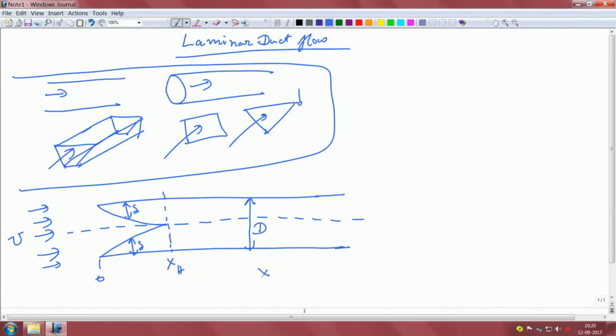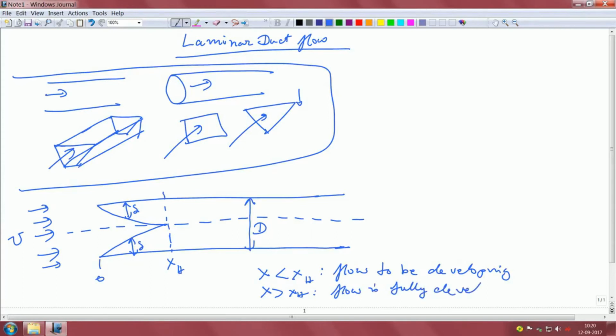Okay. So, when x is less than xh, we call this flow developing, and when x is greater than xh, we call the flow fully developed. So, we call the flow developing or fully developed depending on the value of xh. Before xh let us see what happens, and after xh let us see what happens.